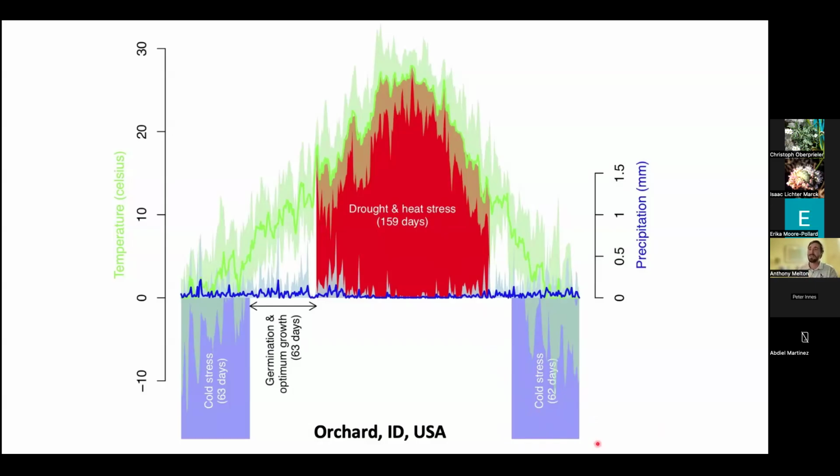And so this really leaves only a short window of good climate, good optimum temperature for germination and growth prior to the onset of that drought stress during the summer. And during this time, this blue line right here represents precipitation. It's not really getting a lot of rain throughout much of the range that it occurs in.